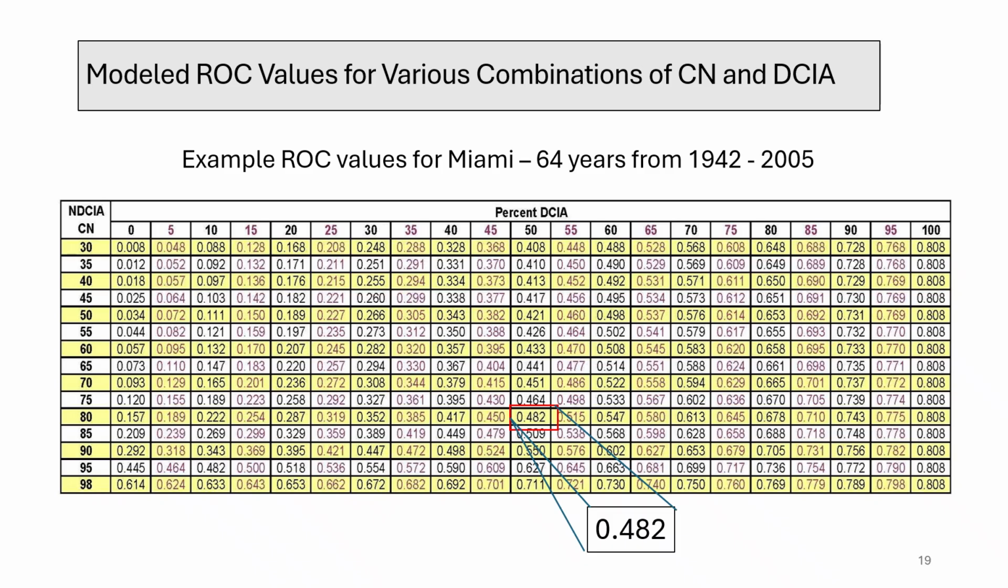To put this in perspective, for a completely connected impervious area, that ROC value would be 0.808. It's important to note that the ROC can never reach a value of 1 if there is any initial abstraction, such as in this case where there is no runoff for rain events under 0.10 inches.